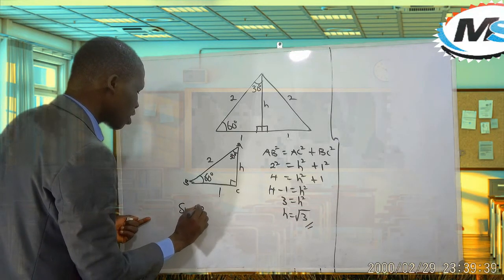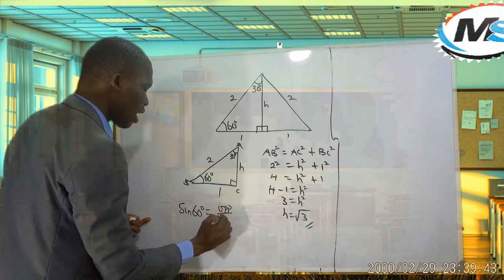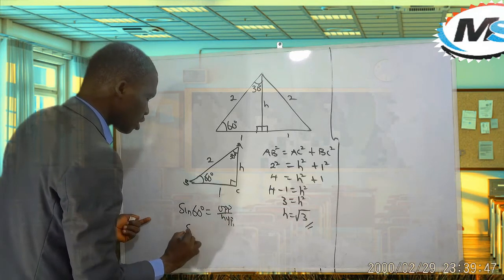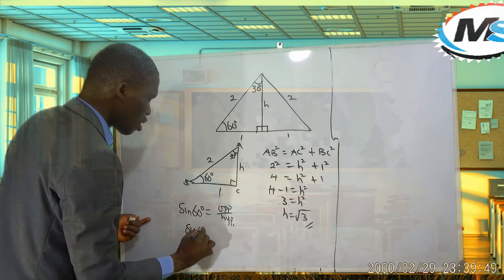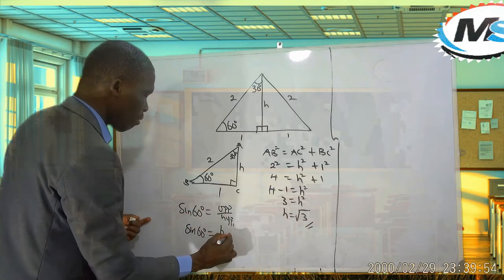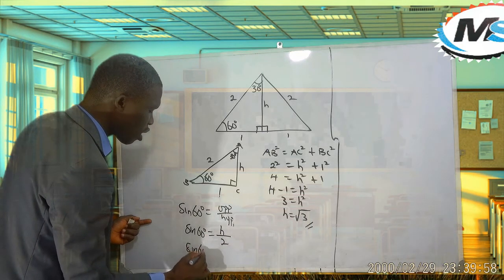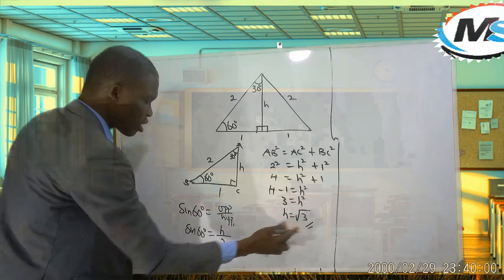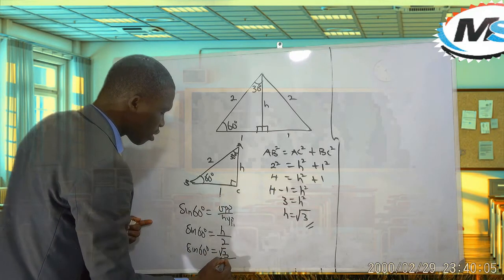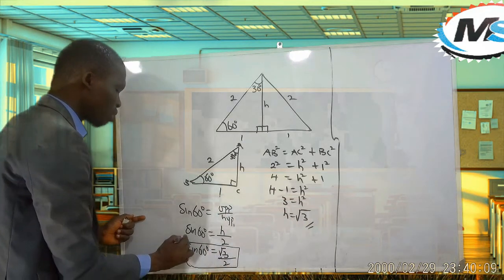Sine 60 degree will give us opposite over hypotenuse. The opposite is root 3, all over the hypotenuse, 2. Sine 60 will give us root 3 divided by 2. So take note of this. We are going to make use of this.